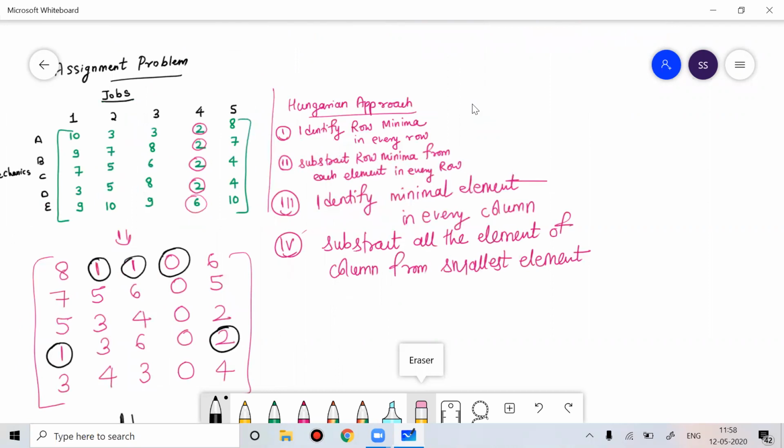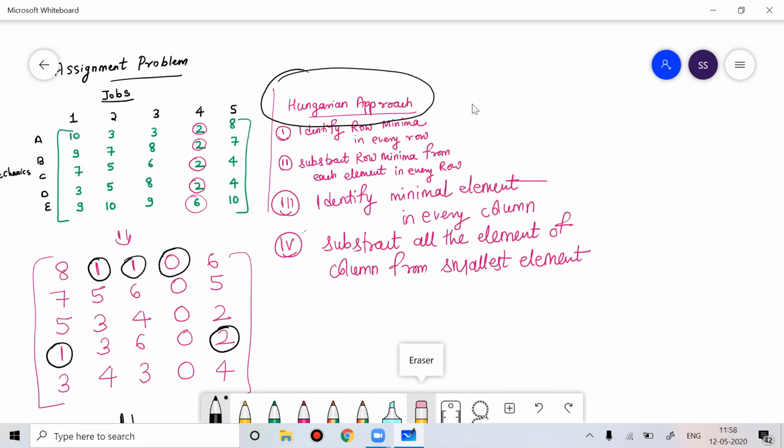So what is this Hungarian approach all about? In the Hungarian approach, you identify the smallest element of every row and subtract all the elements of the row by that smallest element. Then you identify the smallest element in every column and subtract all the elements of the column by that smallest element. That work you do row wise first, then column wise. Very simple.